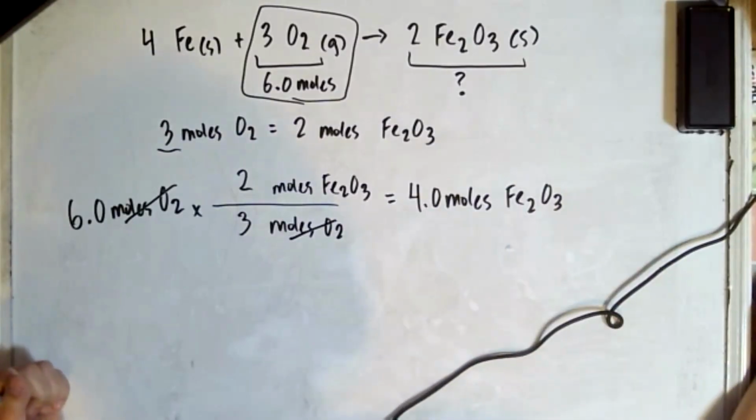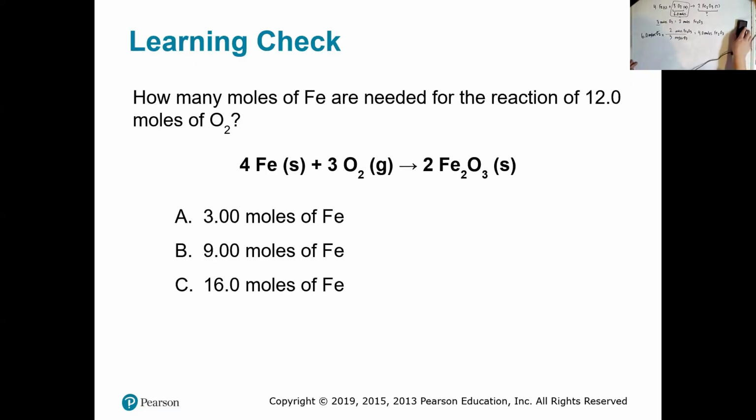The second question that they're asking us here, they're just changing it up a little bit. Same reaction, but here they're telling us a different starting amount, and they're asking us to connect it to a different part of the reaction. Okay, so they're telling us that we have 12 moles of oxygen, and we want to figure out how many moles of, excuse me, iron are required for that reaction.